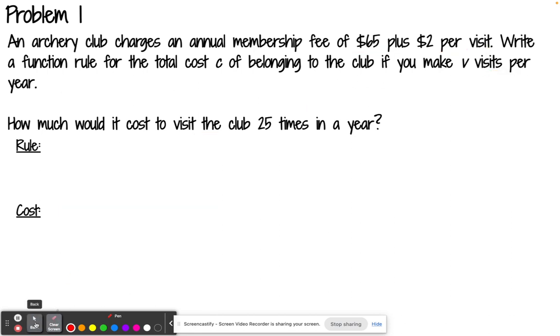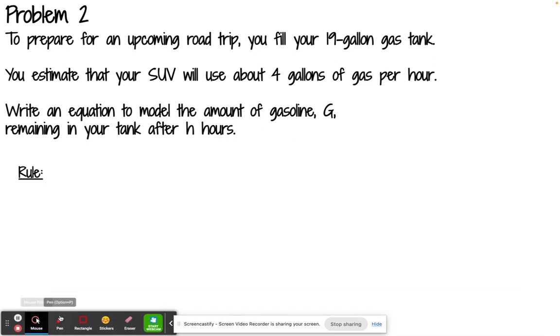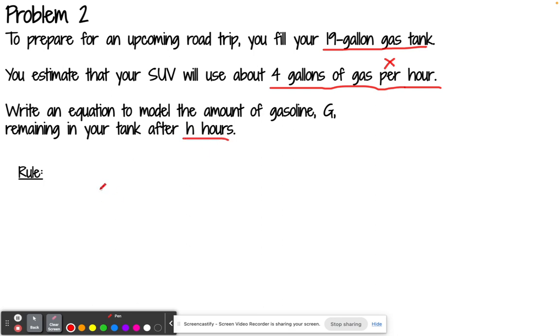Let's try another one. To prepare for an upcoming road trip, I fill my 19-gallon gas tank. My SUV uses about 4 gallons per hour. Oh, there's that per again. I want to know how much gas I will have after H hours. So my amount of gas is going to go down. If it's using gallons of gas, it's going to go down 4 gallons every hour. That's my H.